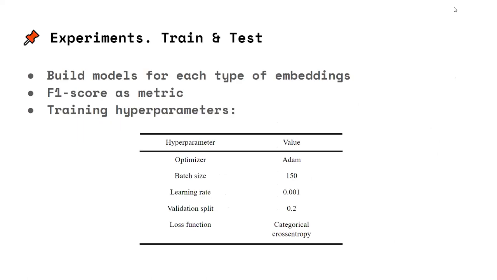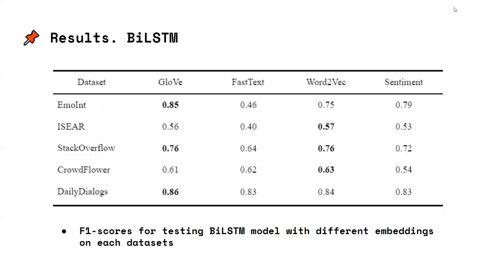And for experiments, we used the training hyperparameters. We used these hyperparameters for all of our models to make it clear how our models work on the same hyperparameters. And we use F1 score as the metric to collect our results.